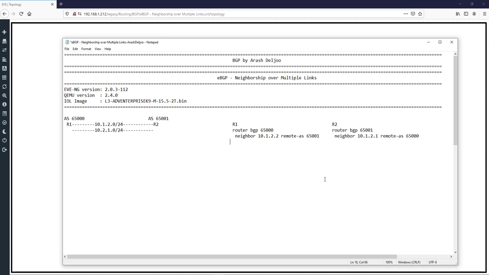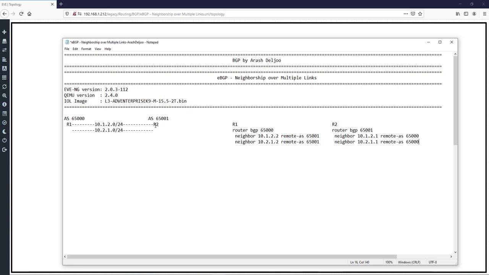We should also reflect this added link in our configuration. One solution for adding this link is configuring another neighbor command. Why? Look at here. If you don't configure the neighbor command, when the first link 10.1.2.0 goes to down state or fails, although the second link is available, because we don't configure any neighbor command, we will not use it. Because of that, we should configure another neighbor command, neighbor 10.2.1.2 remote AS 65001, and again neighbor 10.2.1.1 remote AS 65000. Yes, it's okay. Now we have two neighborships between R1 and R2.